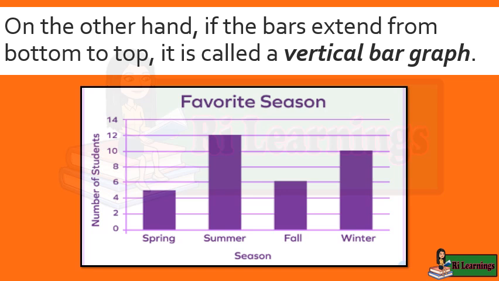On the other hand, if the bars extend from bottom to top, it is called a vertical bar graph. The data categories are placed on the horizontal axis, and the numerical values are placed on the graph's vertical axis.